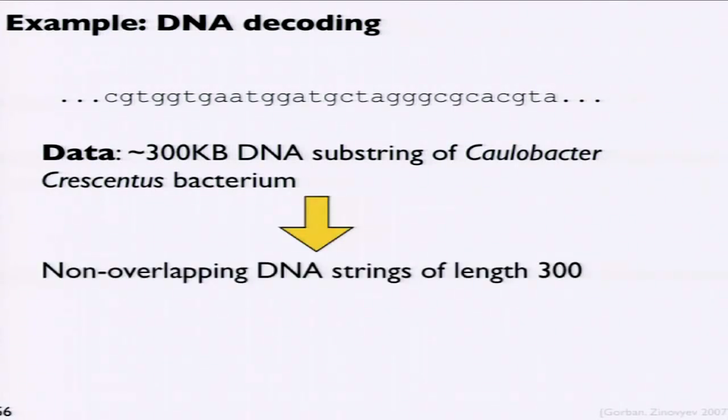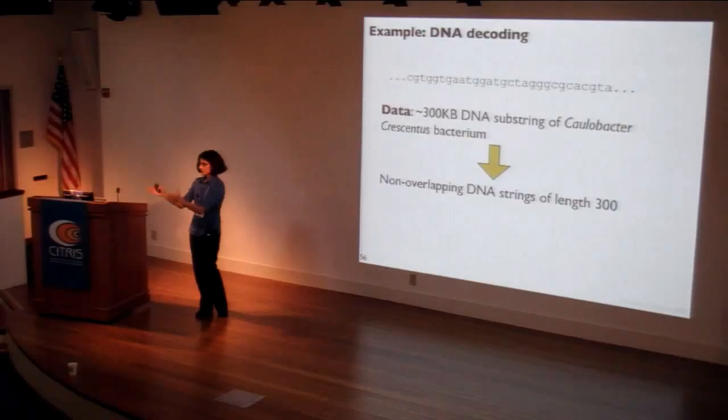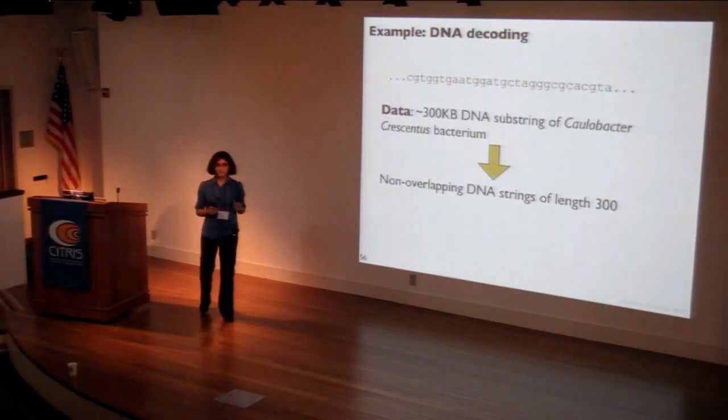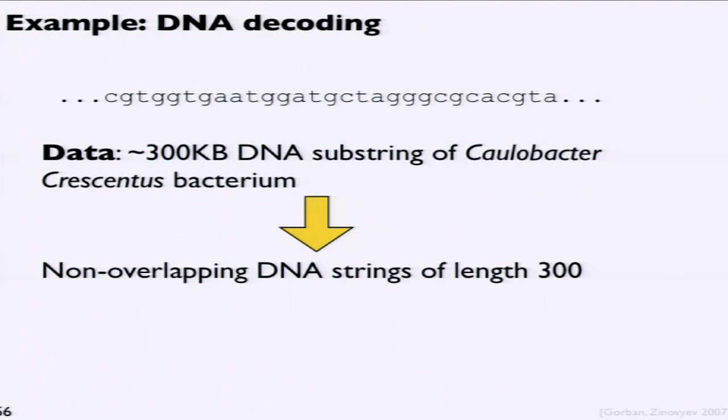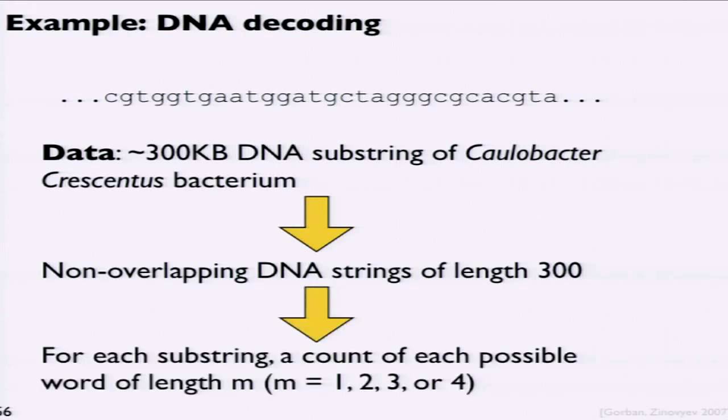We're going to break it down into a number of data points, because right now all we have is one giant string. So we're going to break it down into substrings of length 300, non-overlapping, so just this one, et cetera. And this is nice because this would contain a reasonable amount of words, even if our words are length 4. And then for each substring, we're going to get a count of all the possible words of a given length. So let's just pretend we're looking at words of length 2 right now.